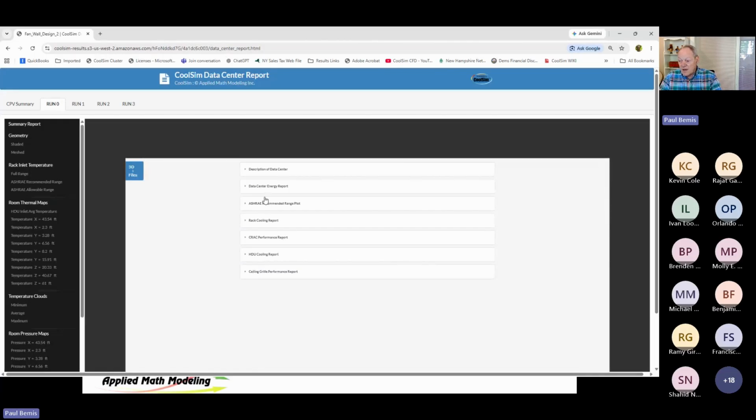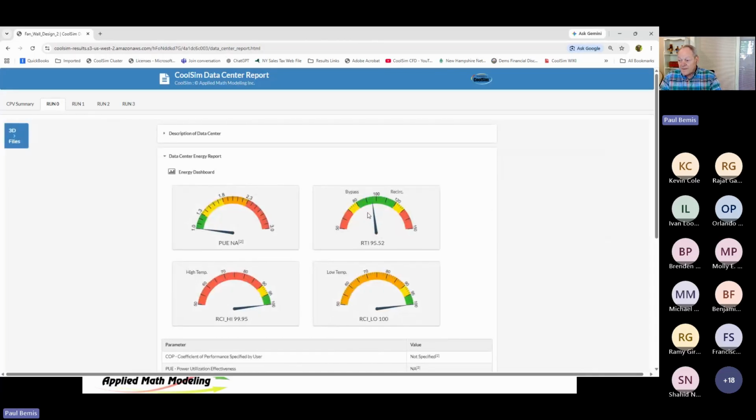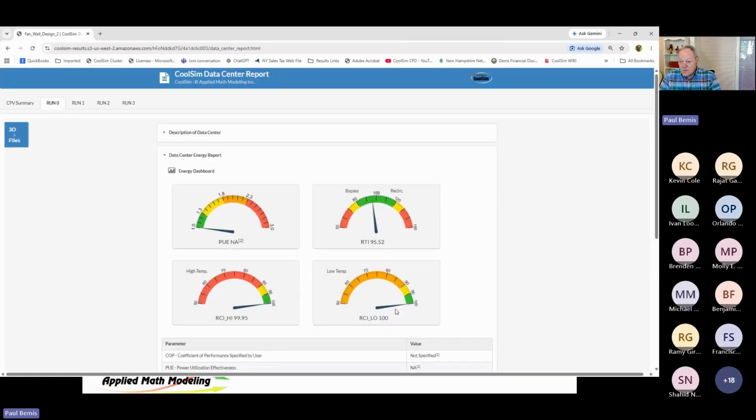First one, again, I look at is the energy report. And I see that I'm running pretty good here, 95. So that's very close to matching, very close to 100. In other words, my demand for air by the racks is just slightly lower than my supply. I'm oversupplying by just a little, which is a good thing. And you can see my RCI high is great. My RCI low is great. This thing's perfectly matched.